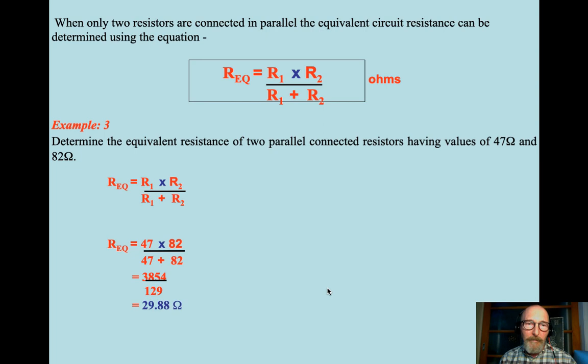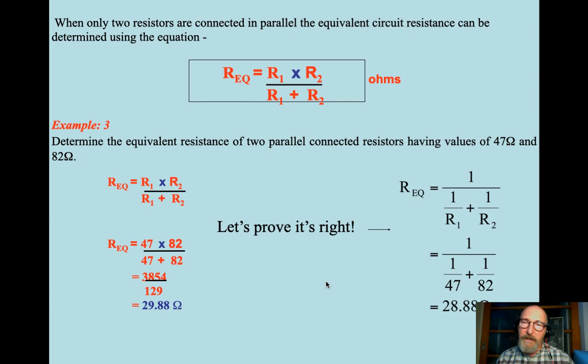All right, let's prove it's right. And of course, there we have the sum of the conductances again, or the sum of the reciprocals, and 28.88. Oh, do you like that? 29.88, 28.88. Oh dear, which one's right? I think that's probably a typo there, is it? Don't you love these mistakes we find in PowerPoints? It's beautiful, isn't it? So it's 1 on 47. So let's see. Oh, I've got to find my Casio. 47 second function, 1 on, add 82. 82 second function, 1 on equals, second function, 1 on equals 29.8.